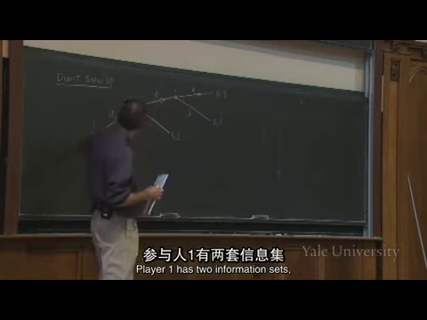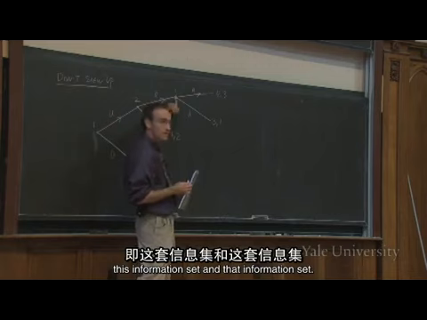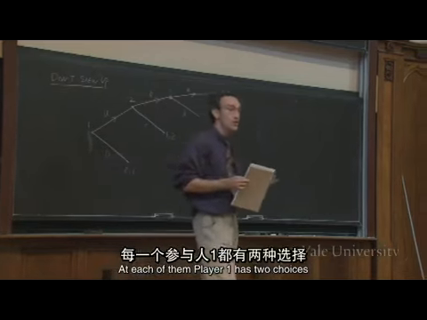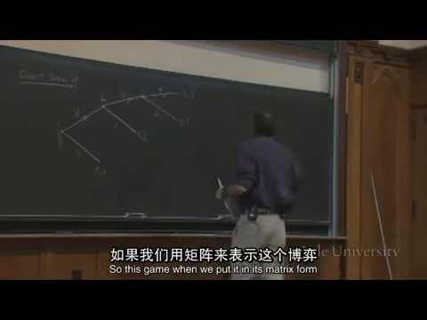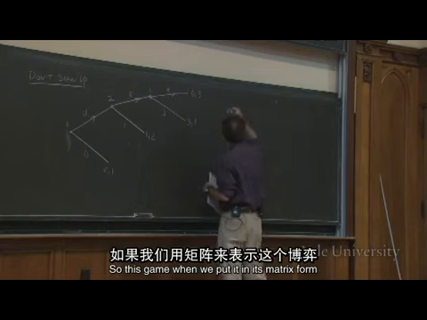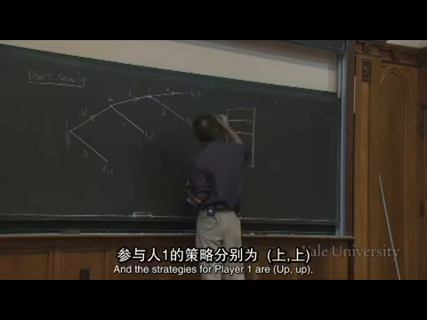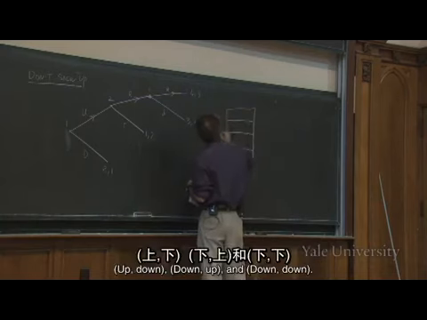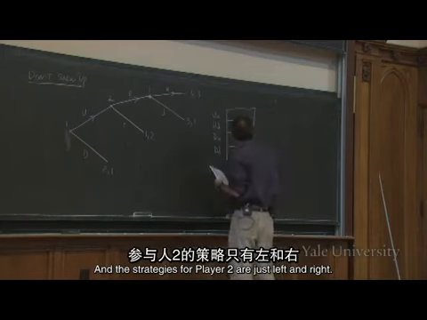Player 1 has 2 information sets, this information set and that information set. At each of them, player 1 has 2 choices, so she must have 4 strategies in all. All right? So this game, when we put it in its matrix form, is going to be a 4x2 game. Here it is. And the strategies for player 1 are up, up, up, down, down, up, and down, down. And the strategies for player 2 are just left and right.